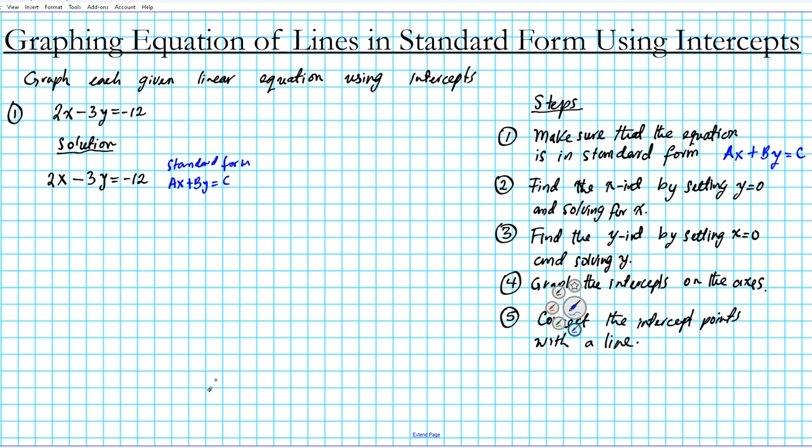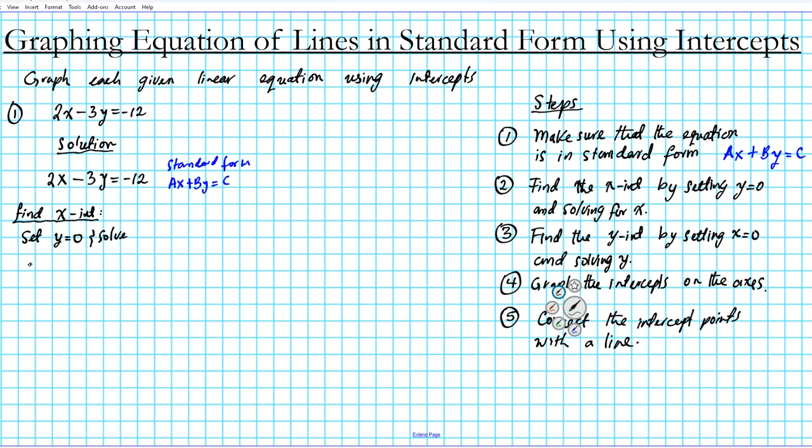Next then, we have to find the intercepts. We'll start with the x-intercept. How do you find the x-intercept? To find the x-intercept, you're going to have to set the other variable to 0 in the equation and solve. So set y equal to 0 and solve.